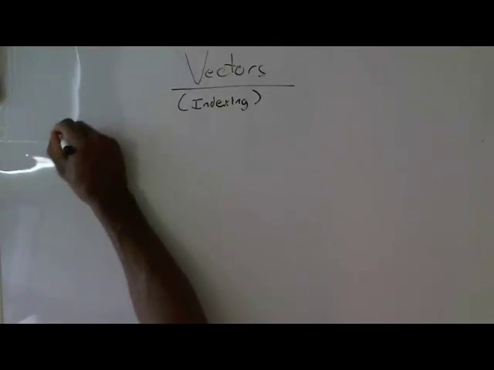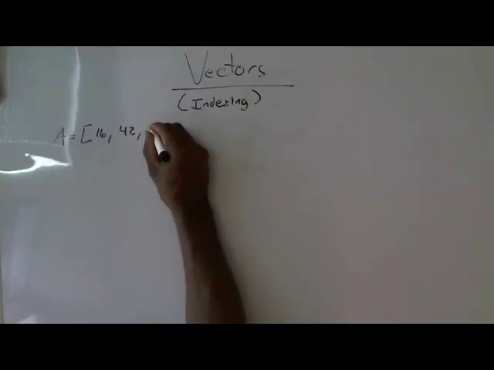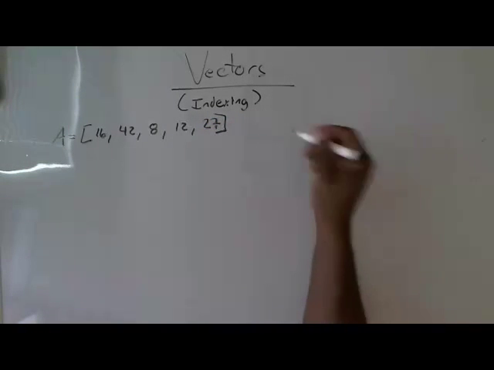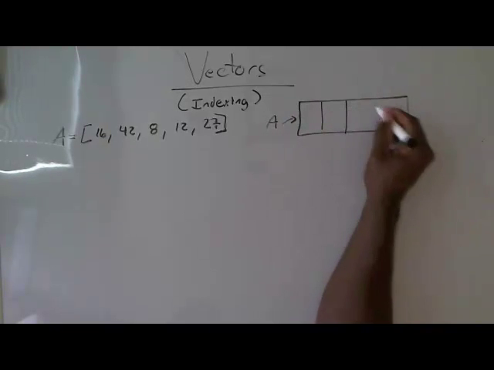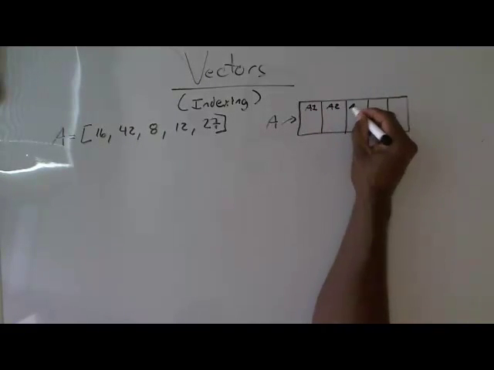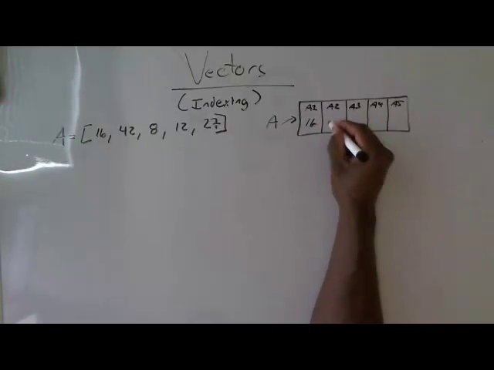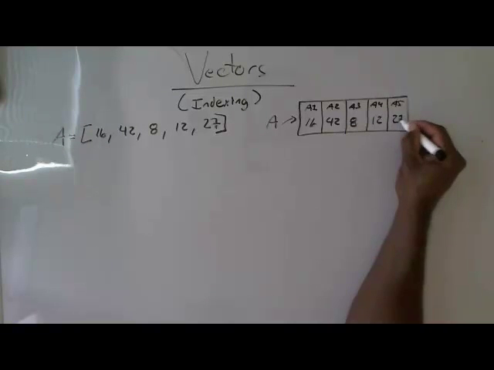So let's take a vector, call it vector A, and that's going to be, let's say, the values 16, 42, 8, 12, and 27. Keep in mind, this is like memory locations. A refers to that, and it's a series of 5 memory locations. The first being addressed at A1, the second one being addressed at A2, A3, A4, and A5. Okay? And so A1 has the value 16 in it, A2 has the value 42, A3 has the value 8, A4 has the value 12, and A5 has the value 27.